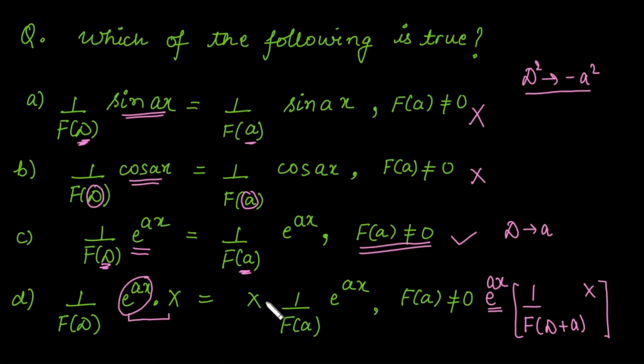So according to this, what they are doing is writing x outside rather than taking the exponential outside, and they are replacing d by a. That is completely incorrect. So according to this, the correct option is C.